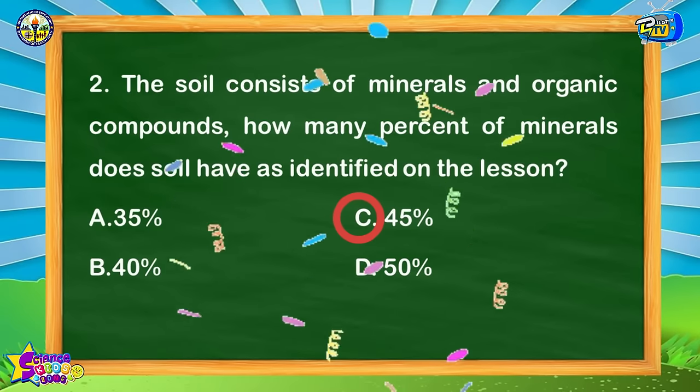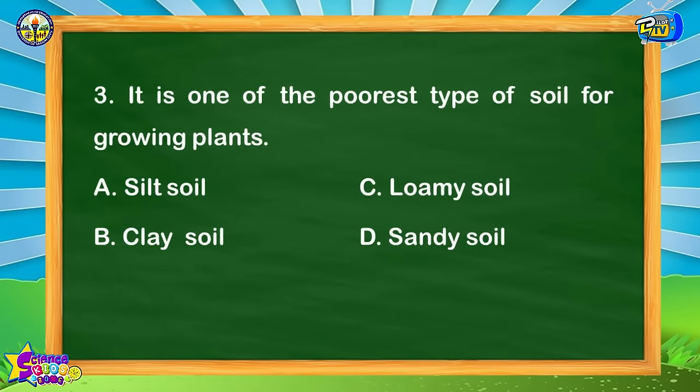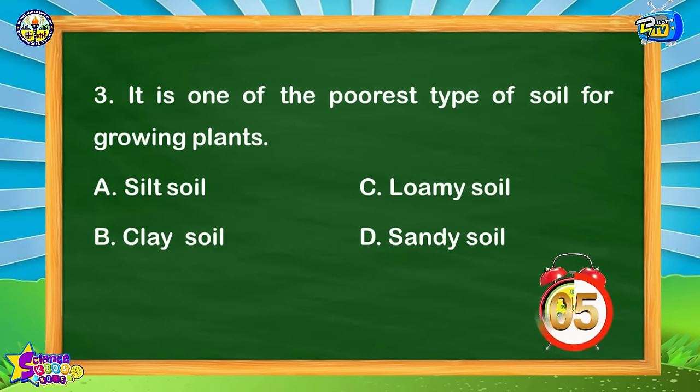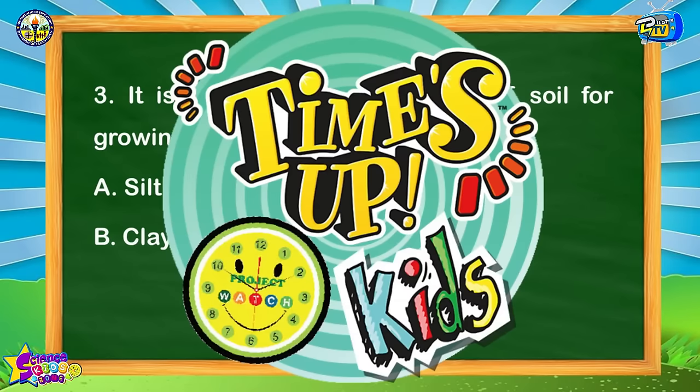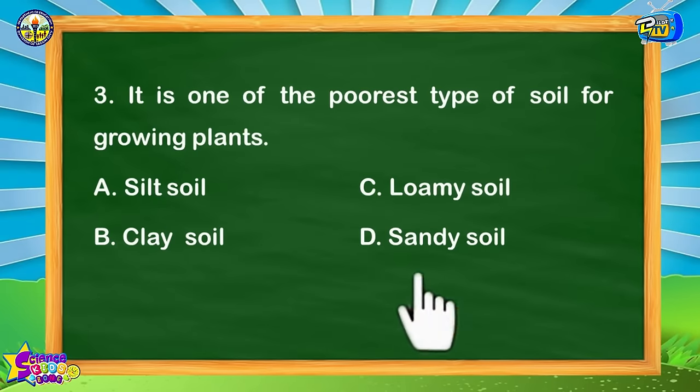45%. Number 3. It is one of the poorest type of soil for growing plants. A. Silt soil. B. Clay soil. C. Loamy soil. D. Sandy soil. Your timer starts now. Time's up! What is your answer, kids? You got it right! It's letter D, sandy soil.